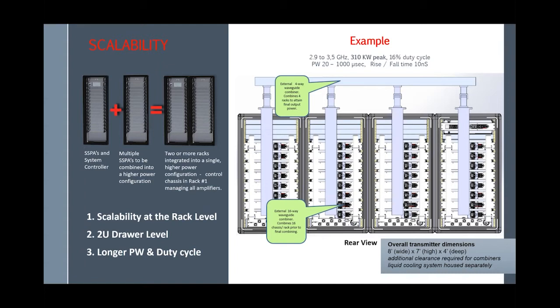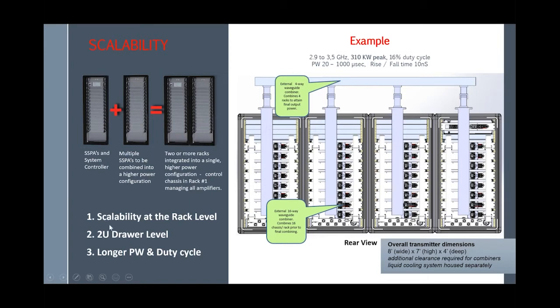Now, there's 3 levels of scalability, and you can start anywhere in these 3 levels and arrive at this 4-cabinet system. So we've got scalability at the rack level. You start with 1 rack and you add another rack. In that case, we would have to include with that a 2-to-1 combiner, combining the 2 racks.